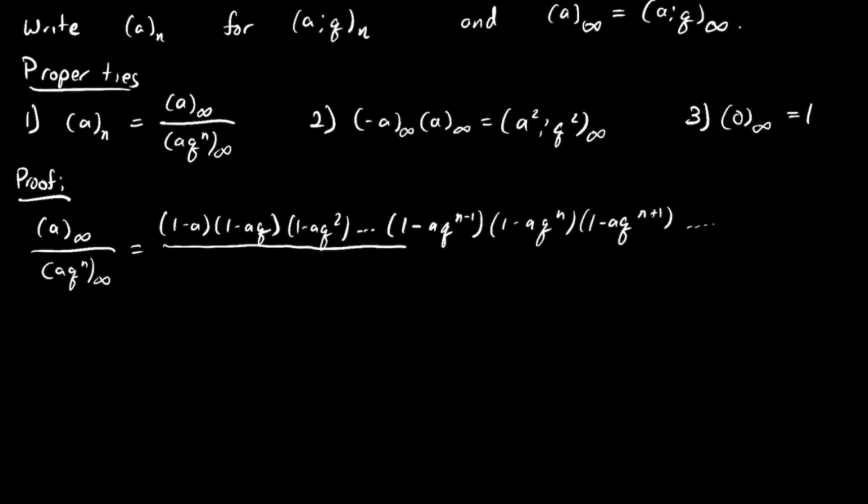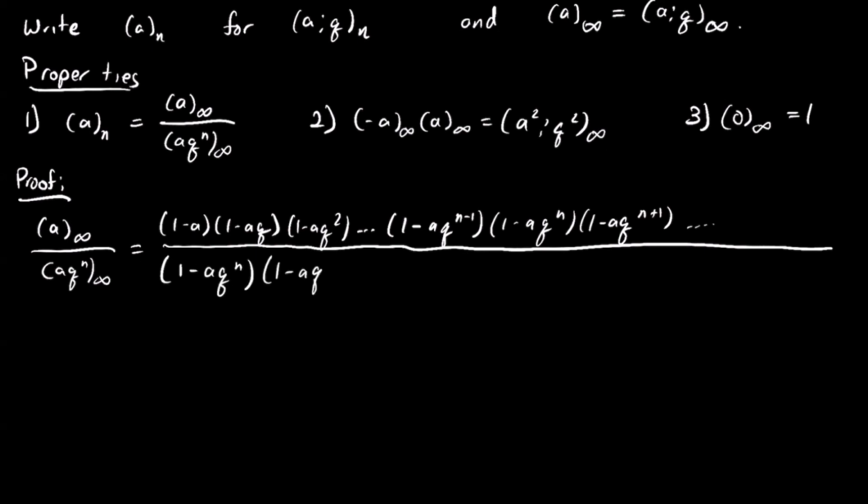The product in the denominator, so what we're doing is we're taking our q-Pochhammer symbol and replacing all the instances of a with a times q to the n. So our beginning term is 1 minus a q to the n. And we're incrementing by powers of q. So the next term is going to be 1 minus a q to the n plus 1, 1 minus a q to the n plus 2.